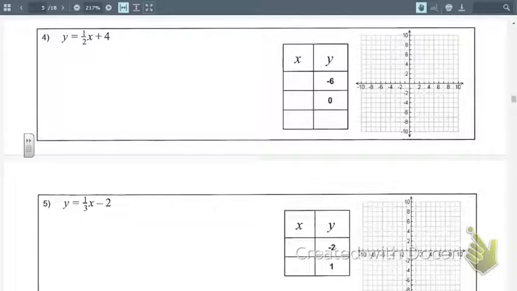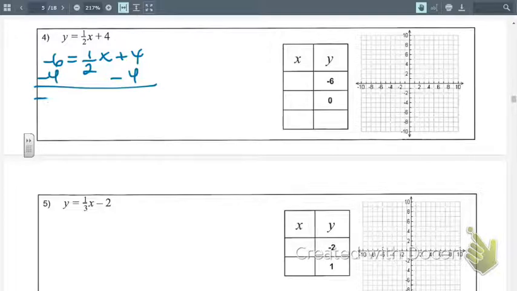Alright, number 4, we have y equals 1/2 x plus 4. So we're going to plug in negative 6 for y. Okay, so subtract 4 from both sides. So we have negative 10 equals 1/2 x.